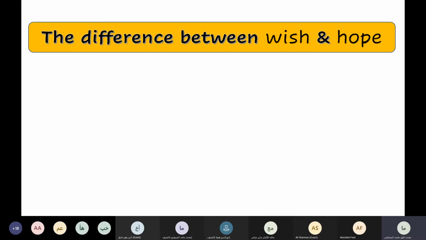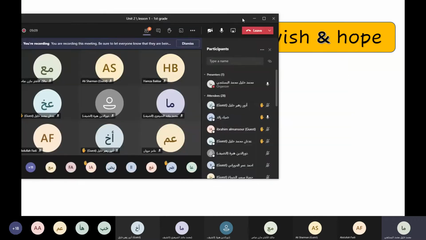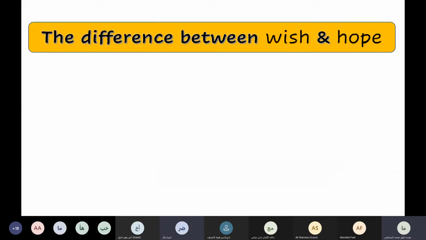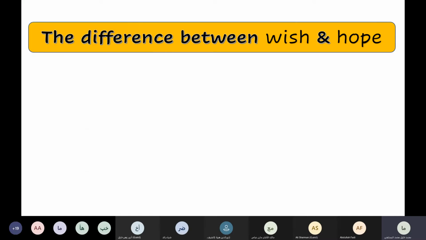Who can try? Dia. The difference between wish and hope. Wish is to wish to have something. Is it possible to be achieved as a wish? I think it is difficult to be achieved. If you wish something, sometimes it will be impossible or difficult to be achieved. Hope, I think it probably happens. It is not easy to be achieved, but it might happen.